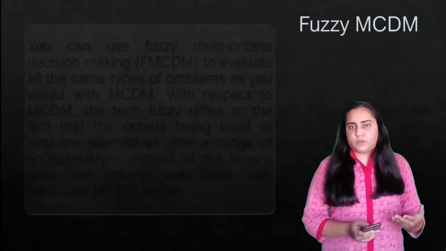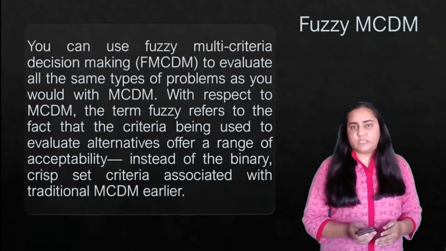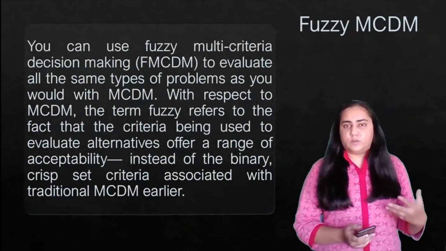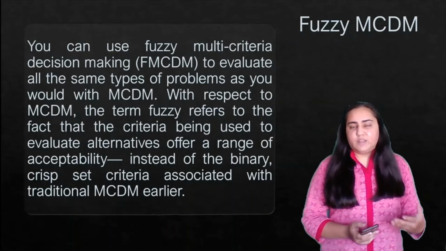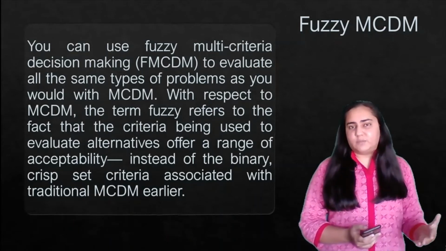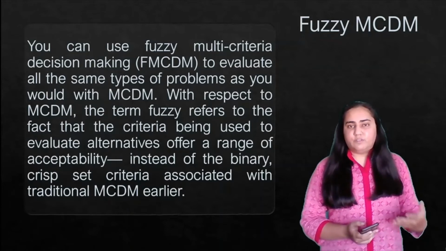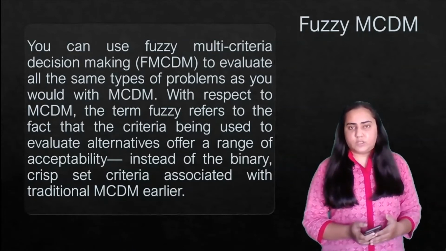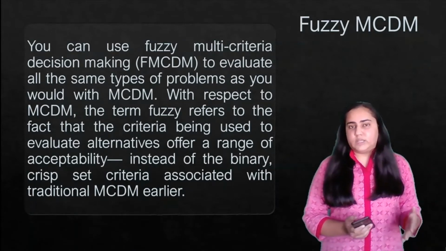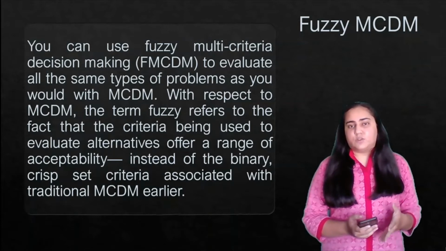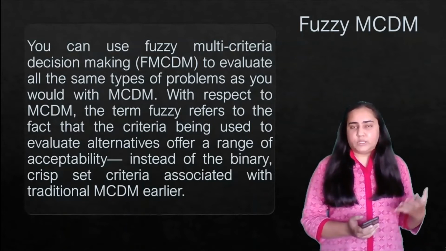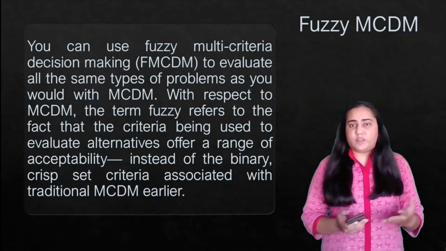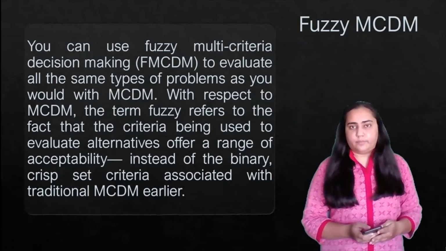But there is a variant of MCDM, which is known as fuzzy MCDM, which is also denoted by FMCDM. And it evaluates the same types of problems as MCDM would, but the difference is that the criteria being used to evaluate the alternatives offer a range of acceptability instead of just the binary crisp set criteria associated with traditional MCDM. So you could essentially assign a score between 0 and 1 as well, and not just 0 and 1.